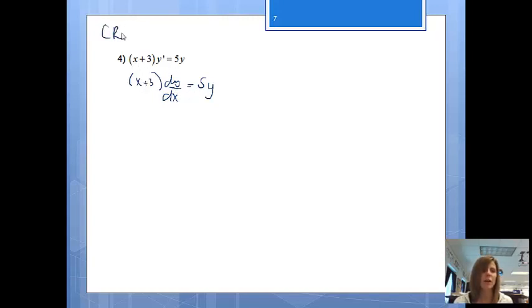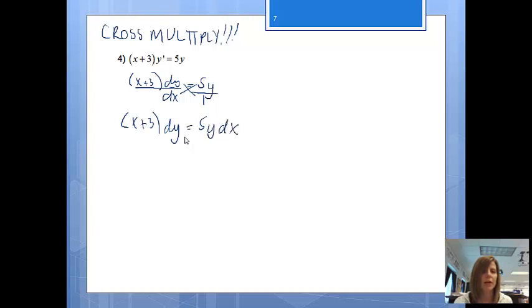So first step, write it up at the top of my paper, we need to cross multiply. All right, don't have a fraction on the right side. Let's turn it into one big fraction on the left. Okay, cross multiply. y is on the left, so x plus 3 dy equals 5y dx.